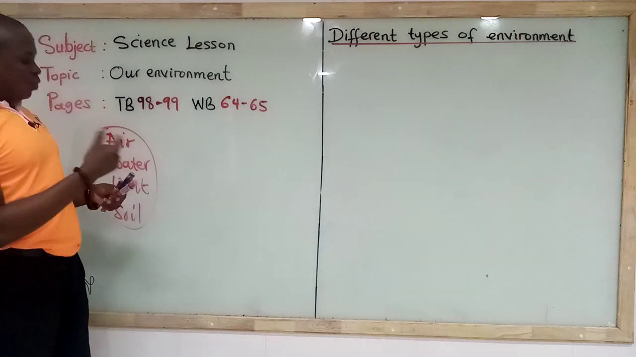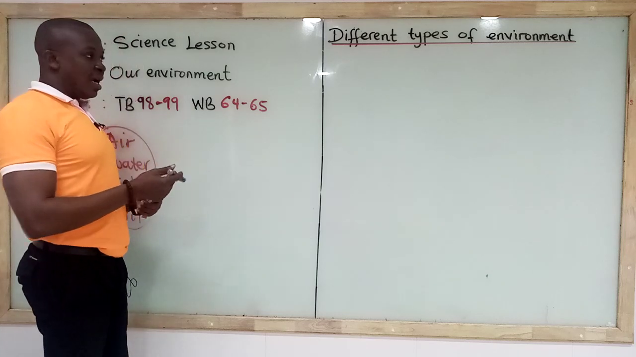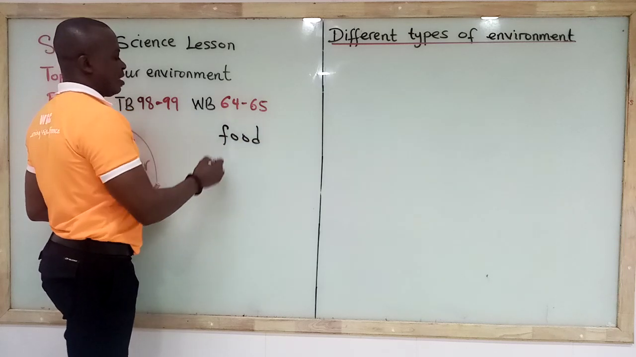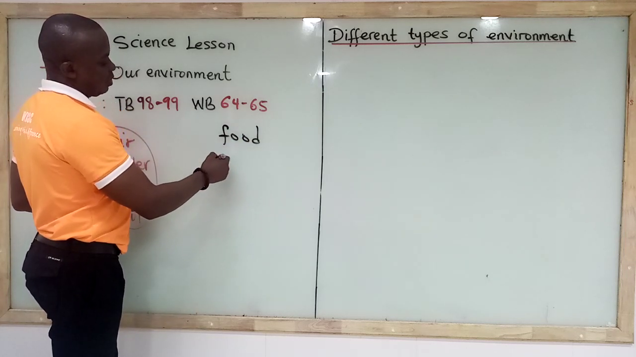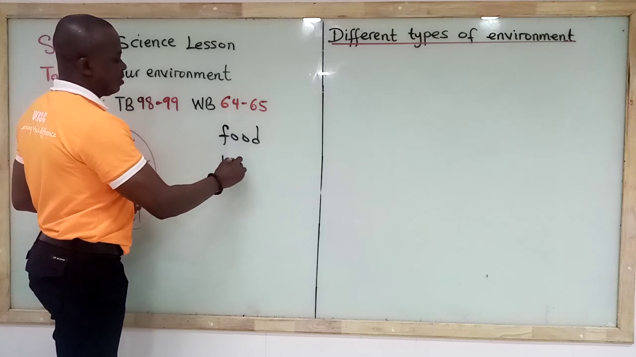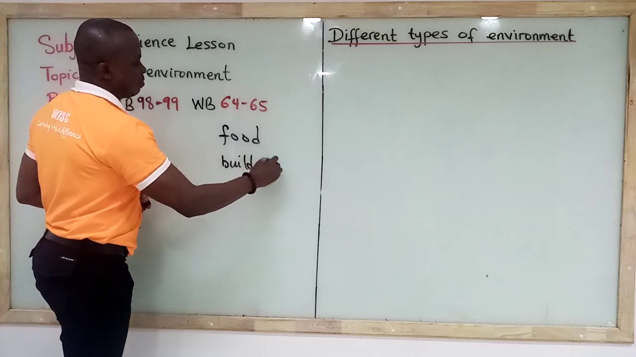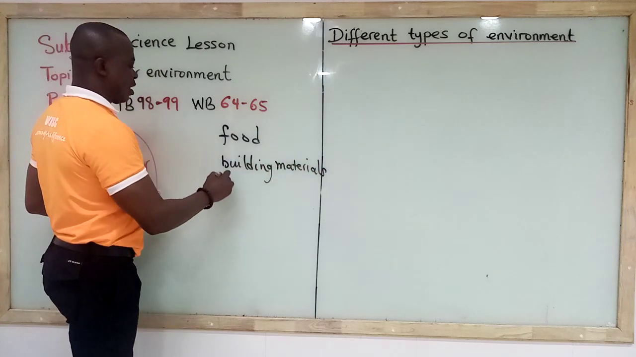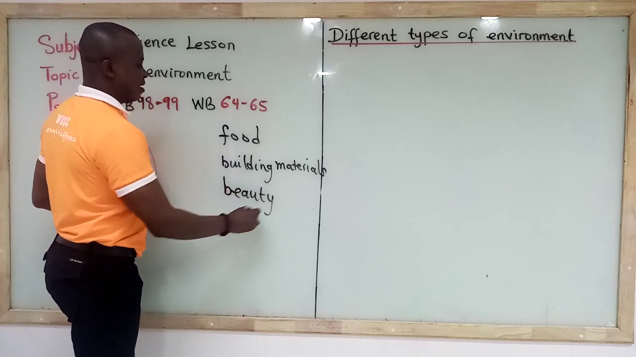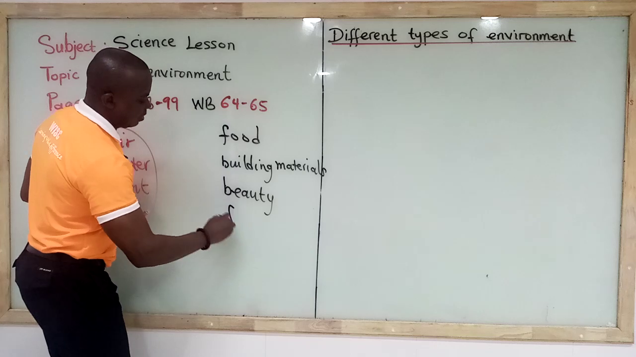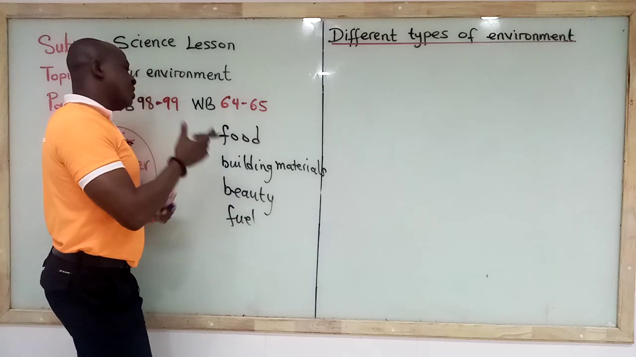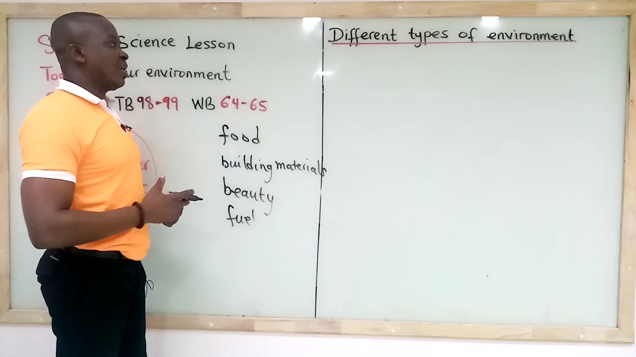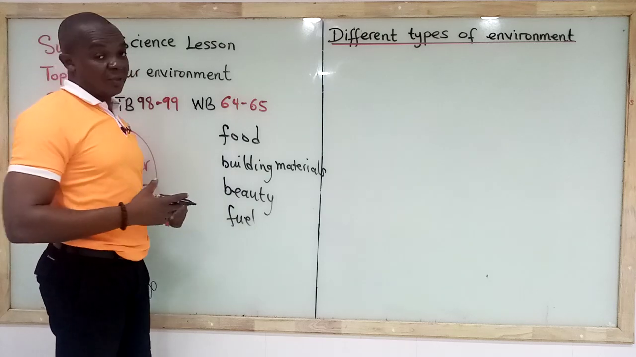After this we also moved on to other resources that we get from our environment. We looked at food, building materials, beauty, and fuel. All these resources are also found in our environment. Living organisms depend on these resources for survival.